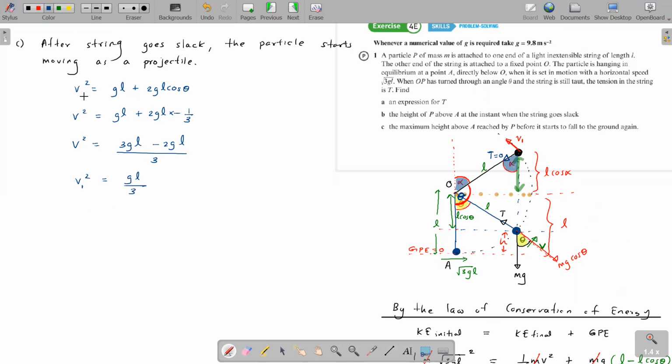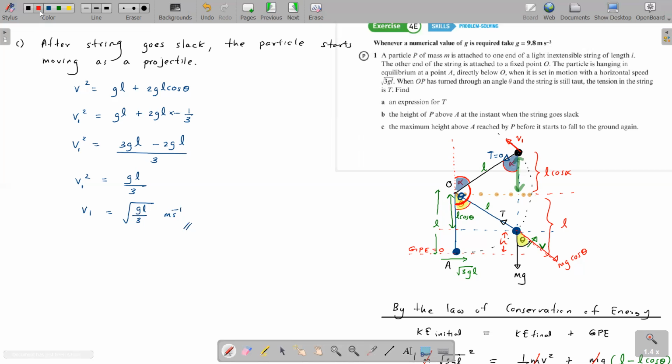So I'm getting a specific speed now. V1 means the speed when cos theta is minus 1 over 3, the place where you are leaving the circular motion. So V1 is root of GL over 3 meters per second. Guys, this is the speed at which the particle starts leaving the circular motion. And with this particular speed, the particle now starts to move with projectile motion.